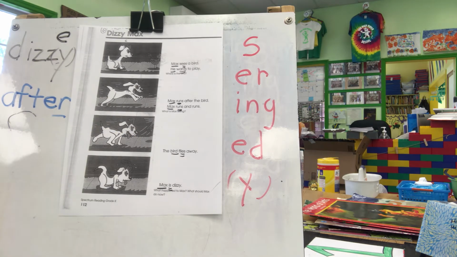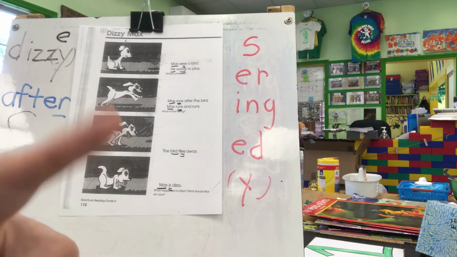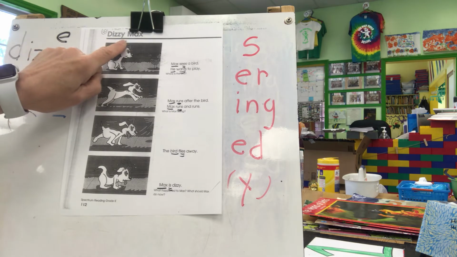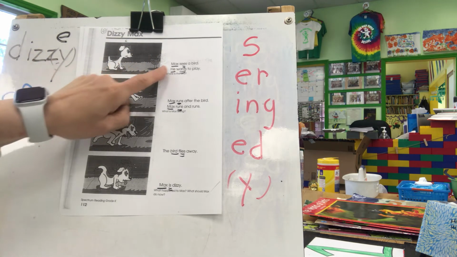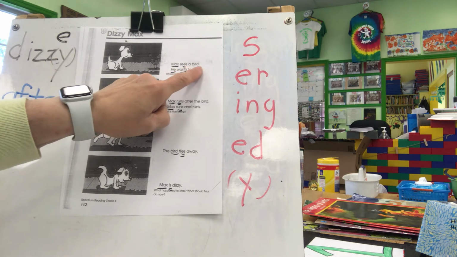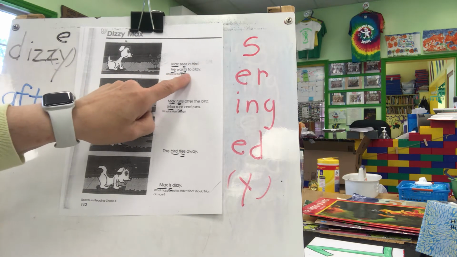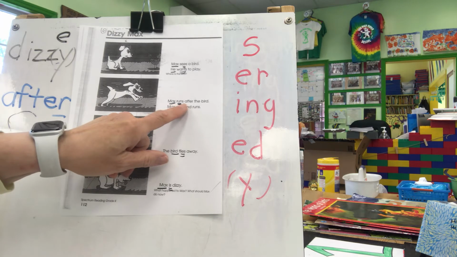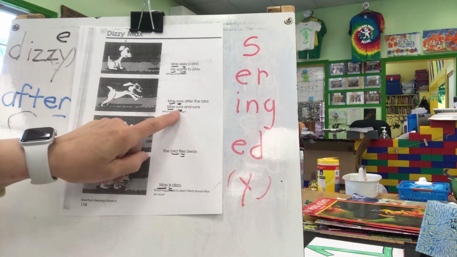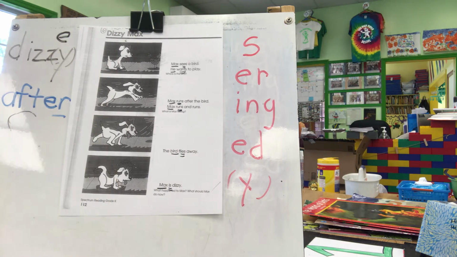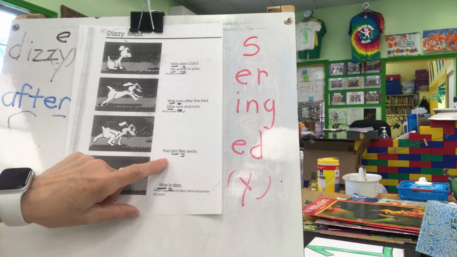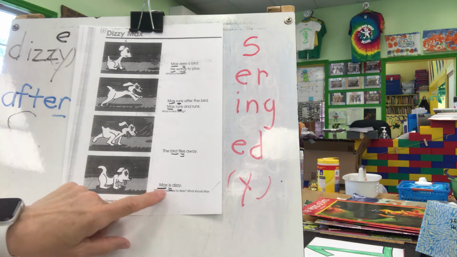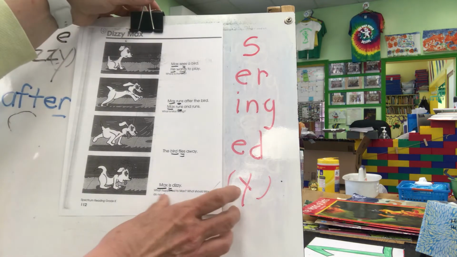All right, we're ready to slide, glide, and read. Take your magic pointer finger. There's mine. Wiggle, wiggle, wiggle, wiggle. We're ready to slide, glide, and read. The title says Dizzy Max. Max sees a bird. He wants to play. Pointer up. Second picture. Max runs after the bird. Max runs and runs. Pointer up. Look at the picture. The bird flies away. Pointer up. Look at the picture. Max is dizzy. Poor Max.